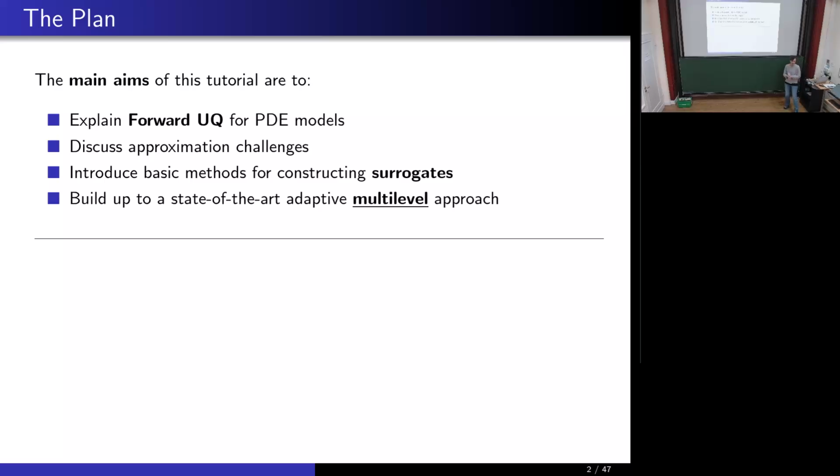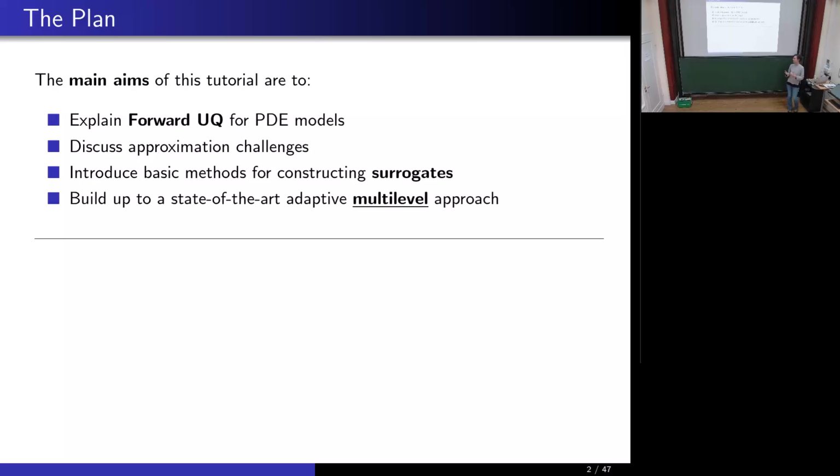So for me, the main aims of this tutorial, this is what I'm going to try and do, is explain, broadly speaking, what the concept of forward UQ is in the context of solving PDE models. I'm going to discuss broad approximation challenges from the point of view of numerical analysis. I'm a numerical analyst like Rob. I'm going to introduce a few different basic methods for constructing what we call surrogates. I'll explain that term a little bit later.